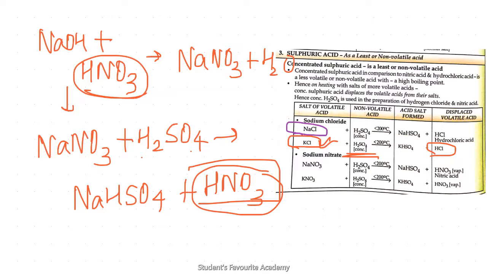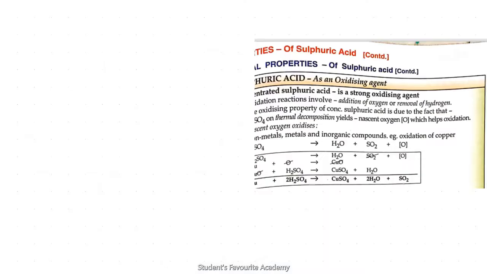Alright, so this is also an important thing, children, and the question that you can be asked related to this is: why is concentrated H2SO4 used in the preparation of HCl and HNO3? Your answer will be: because sulfuric acid displaces the volatile acids from their salts. This is where it is acting as a non-volatile acid.